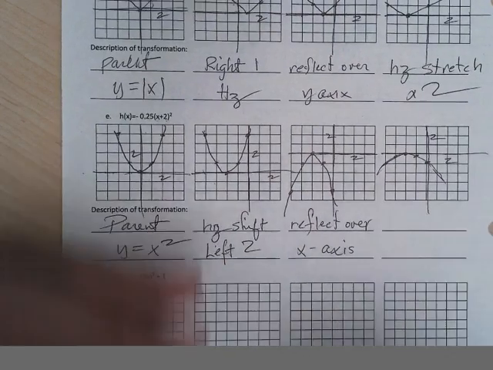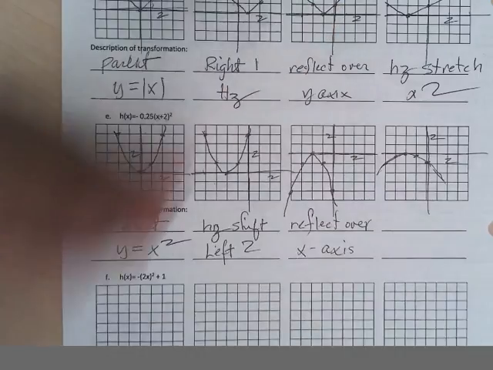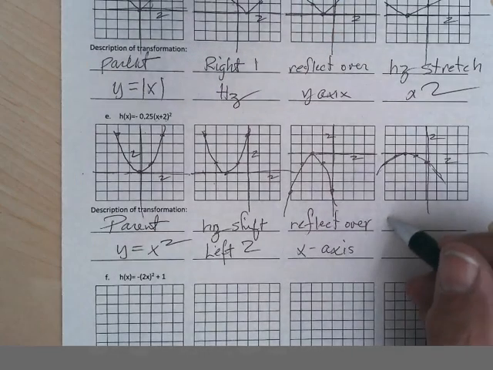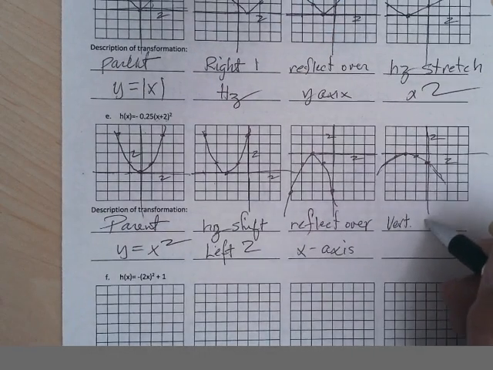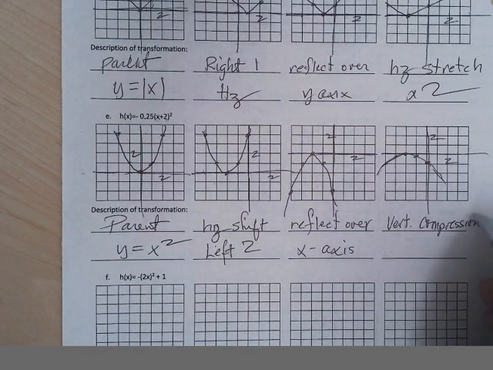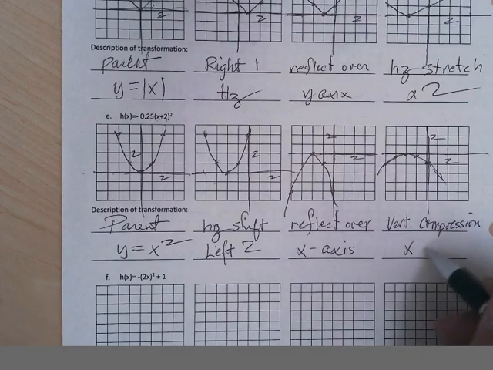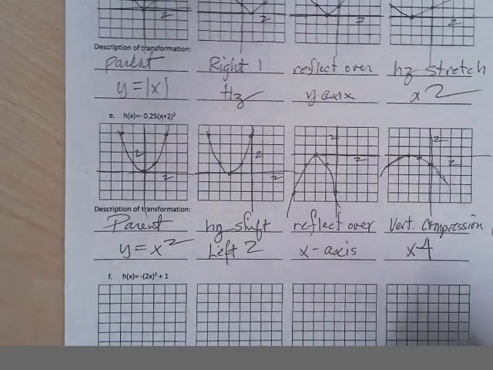So we're taking all the points and pushing them closer to the x-axis, so that's a vertical compression by 4. Or 1/4.